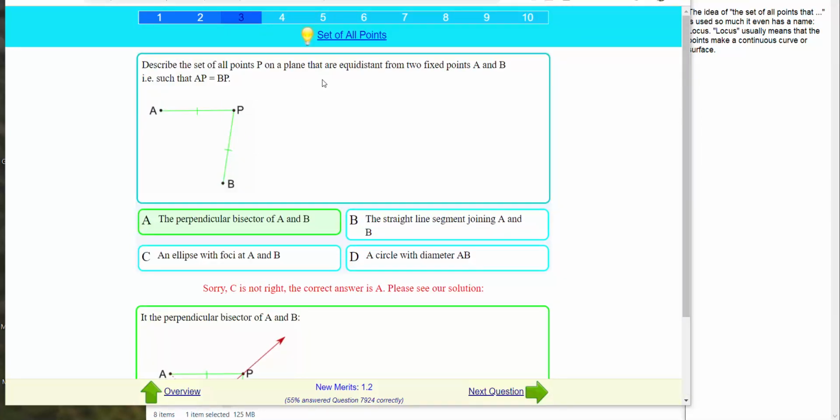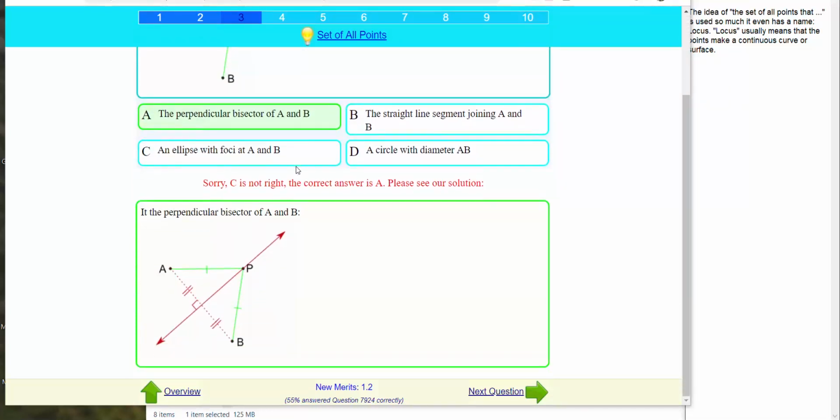Okay, so I get the point, I get the question. I didn't fully understand what the question was about. Describe a set of points P on a plane that are equidistant from two fixed points A and B. So you have P throughout in a way that it's the same distance from A and B. AP would equal BP, so the same distance. So in this case you have the perpendicular bisector of A and B.